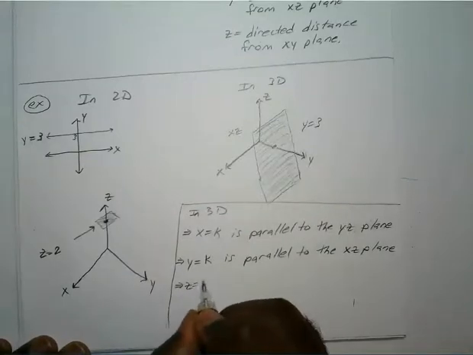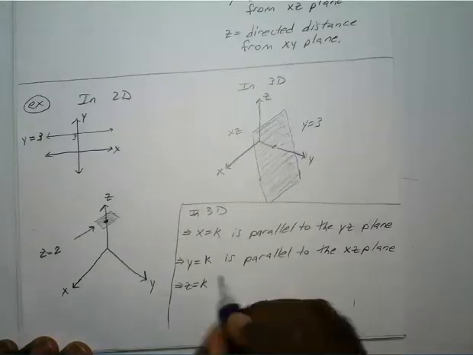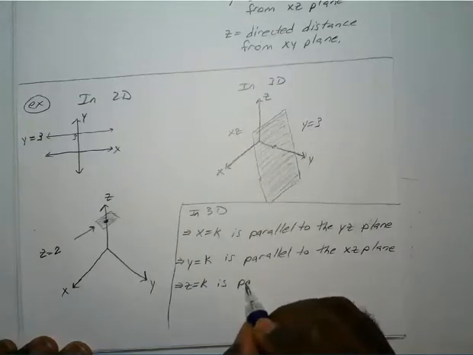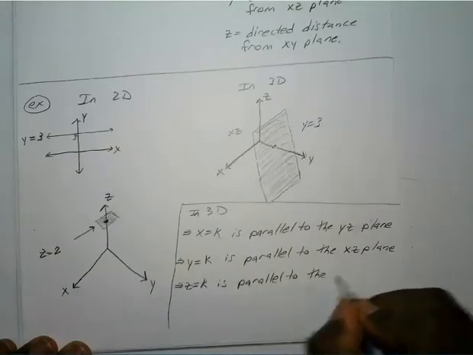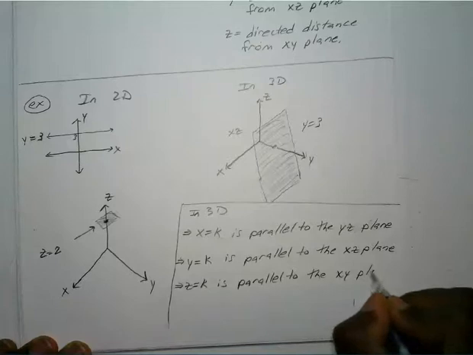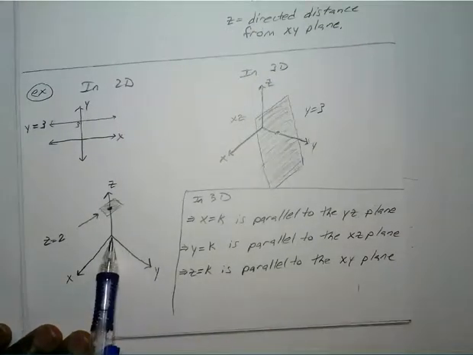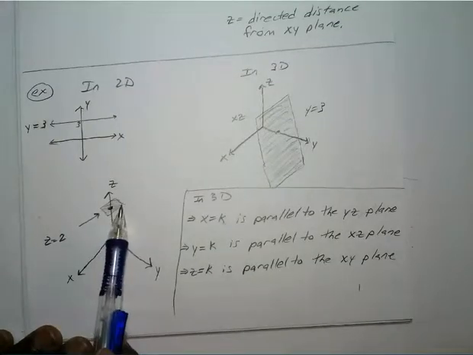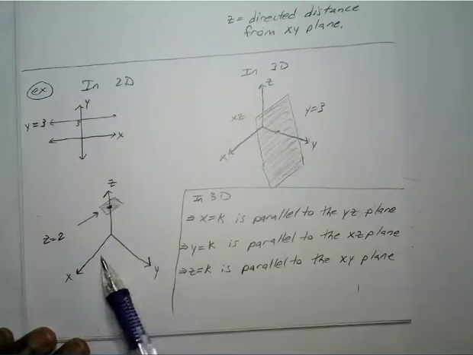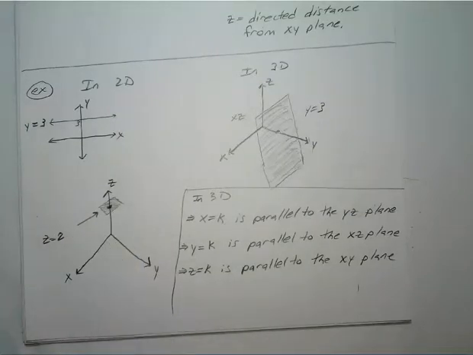And Z equals some value of K. Like I said again, K could be any number we pick. That would be parallel to the XY plane. Or in other words, it's parallel to the floor. So if we got a sheet of paper and put it right through that point, it would be parallel to the floor. So if you put a sheet of paper on the floor, they would be going in the exact same direction.